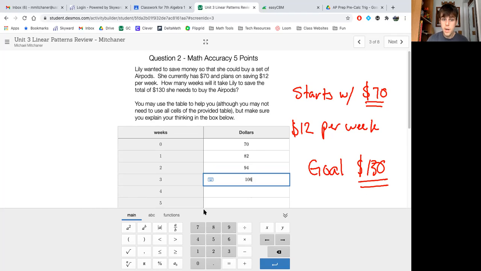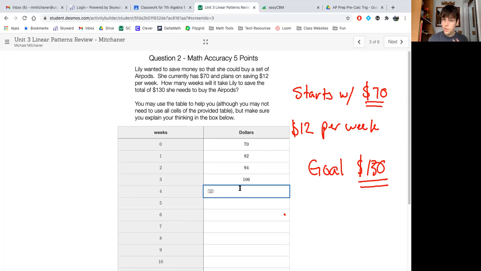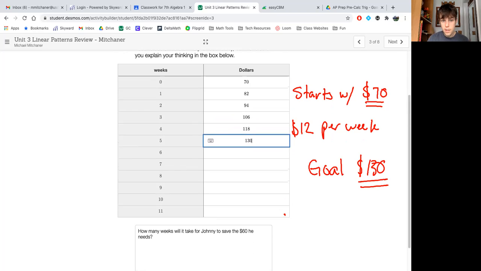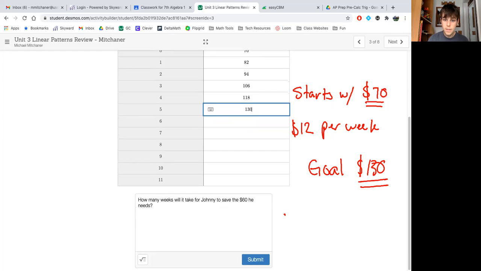This is one way to do this problem. And I'll keep going with that until we get to the goal. So increasing by 12 more, that would be $118. Increasing by 12 more, that's $130. And now we've reached the goal, right? We could keep going with this table, but there's no need. We went ahead and reached it. We have our $130, so we can answer our question. After the 5th week, after 5 weeks of saving money, that's our answer, right? 5 weeks. There we go. And that's our answer.